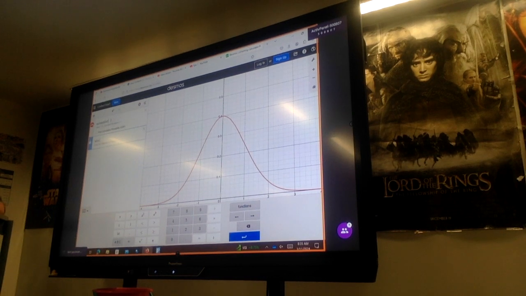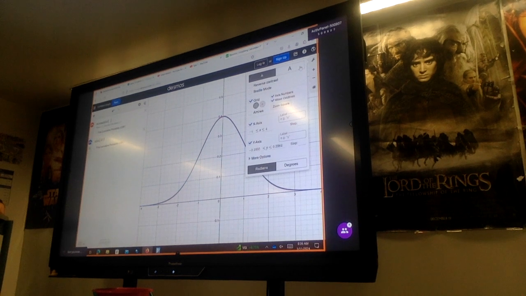So T distribution, with 40, pretty darn close. If we take a look at it.